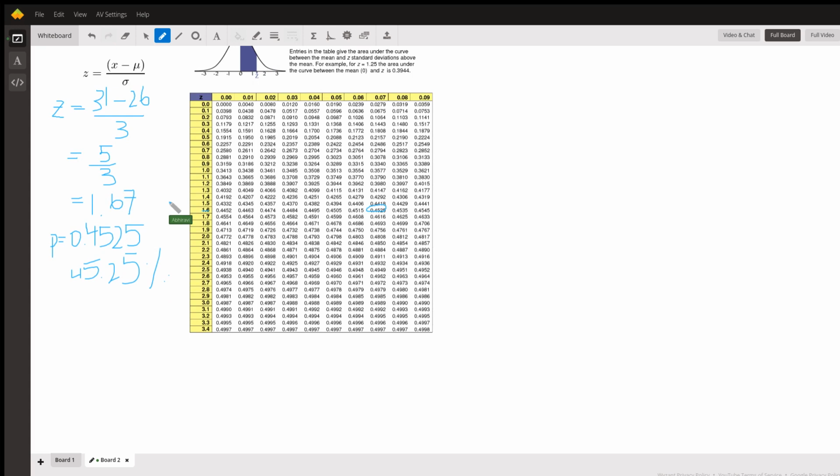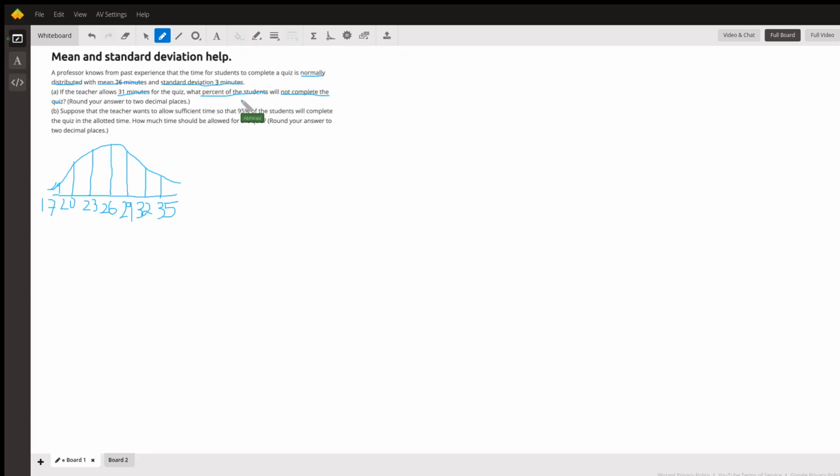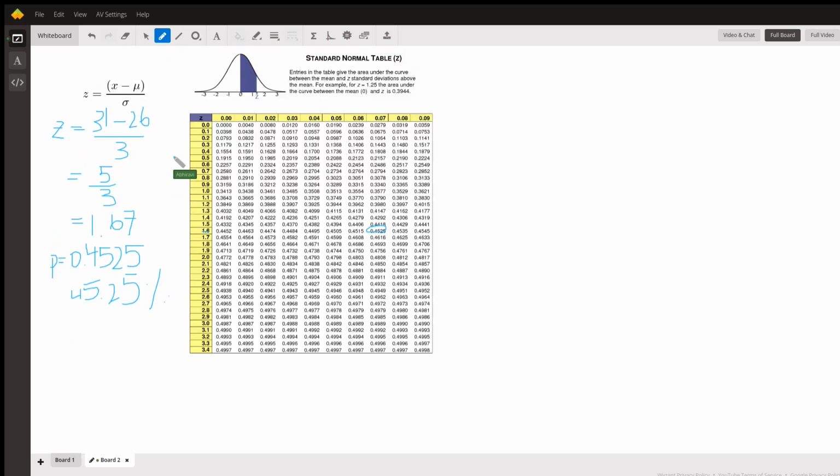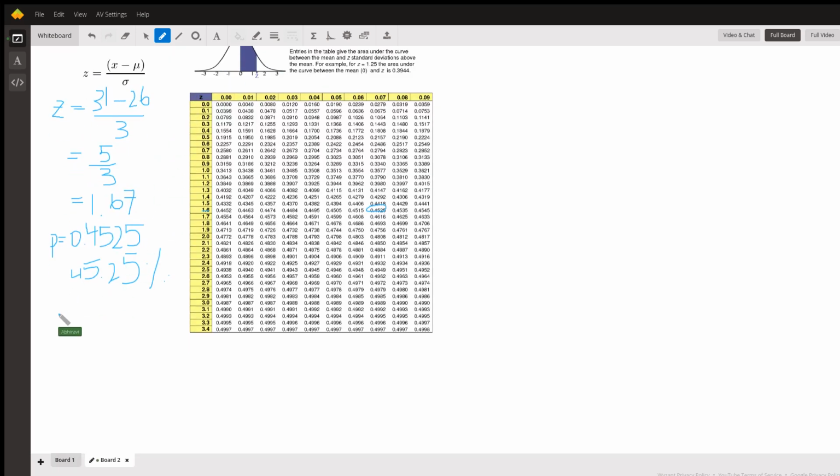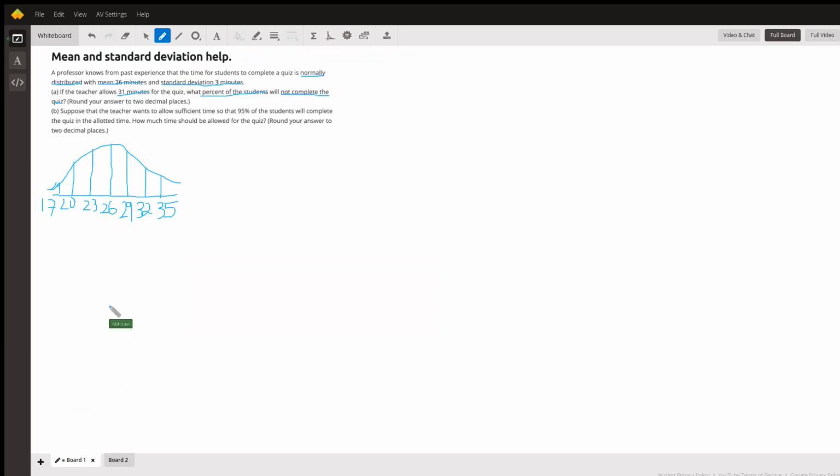Okay, but we want to know how many students did not complete the quiz. So that is everybody to the right of the mean. All right. So everyone to the right of the mean is 45.25% of students, and that is your answer, either 0.4525 or 45.25%, whichever one your teacher or professor prefers.